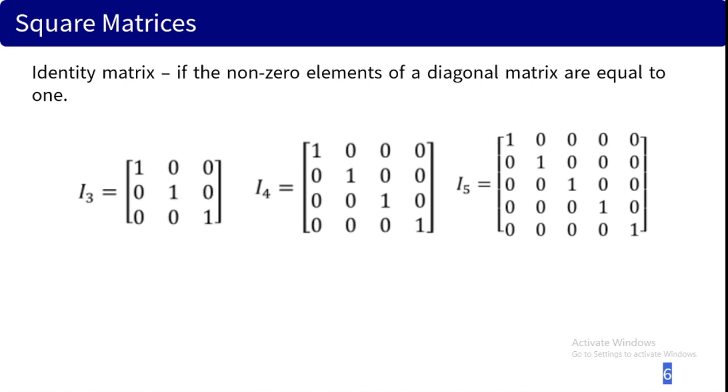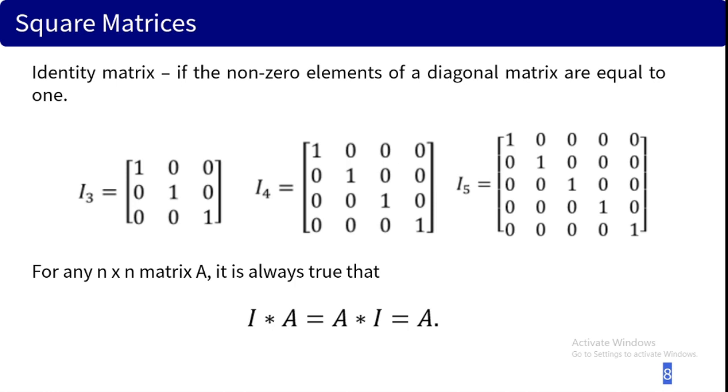The identity matrix has a property that for any n by n matrix A, it is always true that A times I, or the matrix A multiplied by an identity matrix, is equal to I times A, which is equal to the matrix A itself, meaning that it can be interchanged and still obtain the same product.